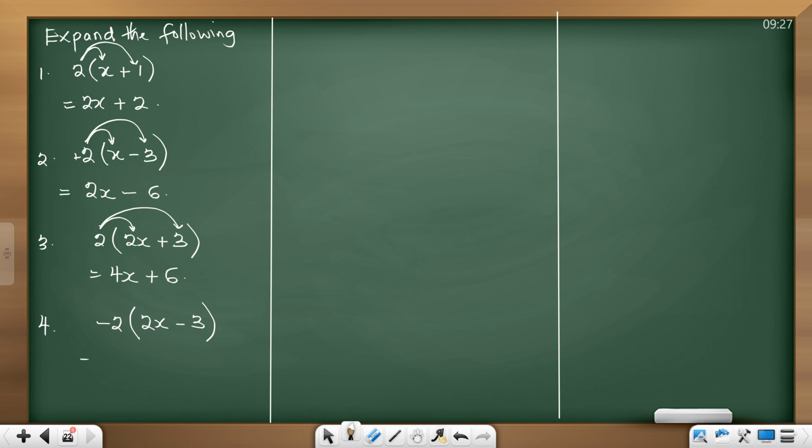Beautiful. So what do we have? The negative 2 would multiply in. So negative times a positive here. Remember, if there's no sign, it's a positive. So negative times positive will be negative. 2 times 2x will be 4x. Now, the negative multiplied by the negative would be what? A positive. 2 times 3 would give us what? 6. Okay.